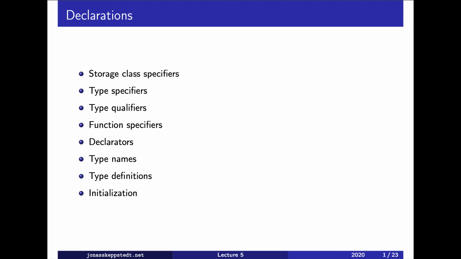But as we will see, when we have pointers, arrays and functions, the variable name or function name will be, or actually can be, in the middle of the type. So we will see how to resolve that, and we will start with what is called storage class specifiers.